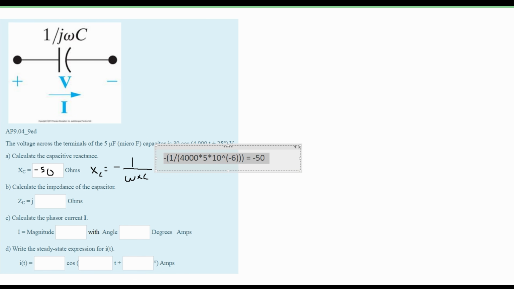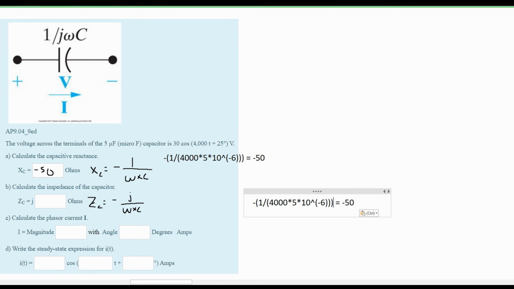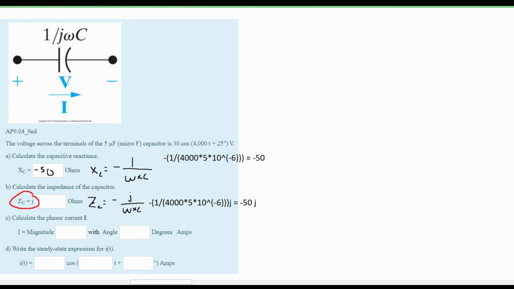Now we need to calculate the impedance of the capacitor. It's going to be a similar formula. We have our Z of C is equal to, and now we're just going to have a -j divided by our omega times C. Well, we know that this is going to give us the same exact thing as this. The only difference is that we have a j in here now. So our answer is going to have a j in it. Now in the question, it gives us a j right here. So we know that our answer is just going to be -50 ohms. That is the answer for part B.